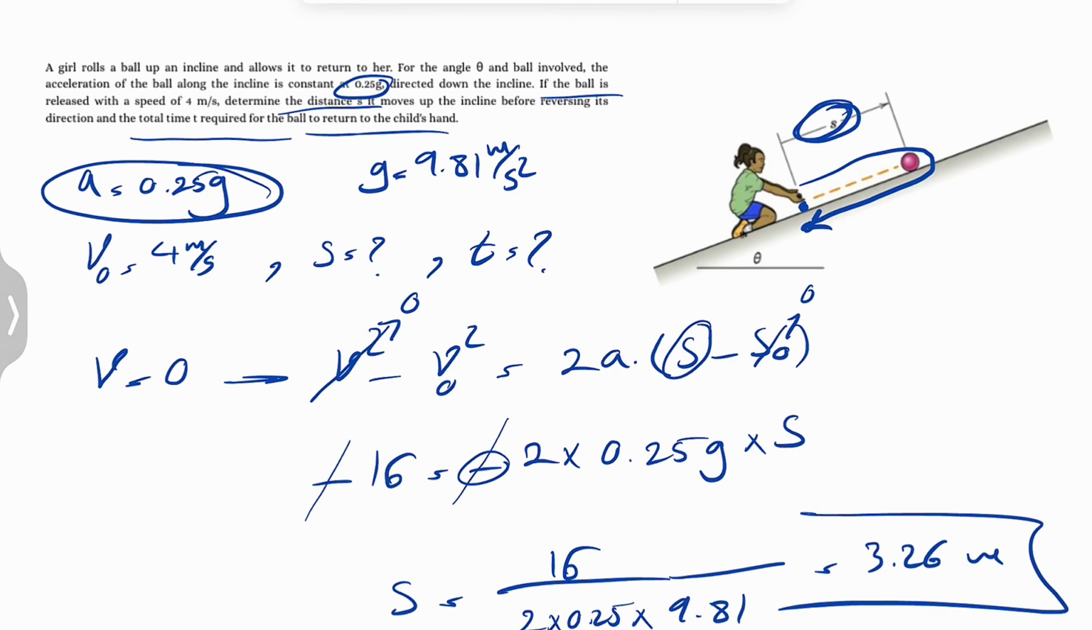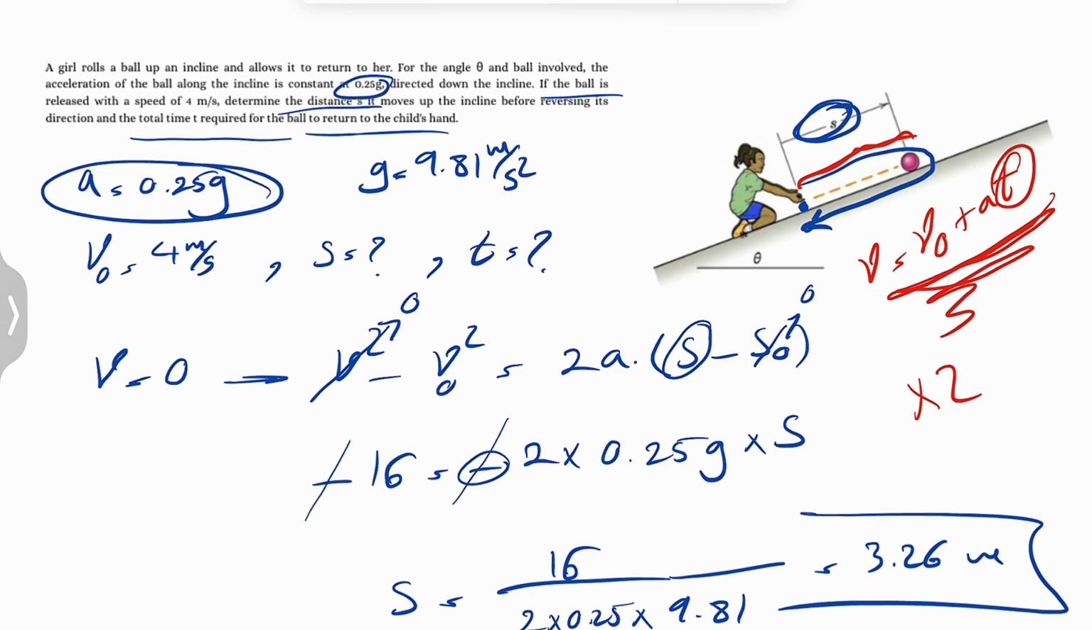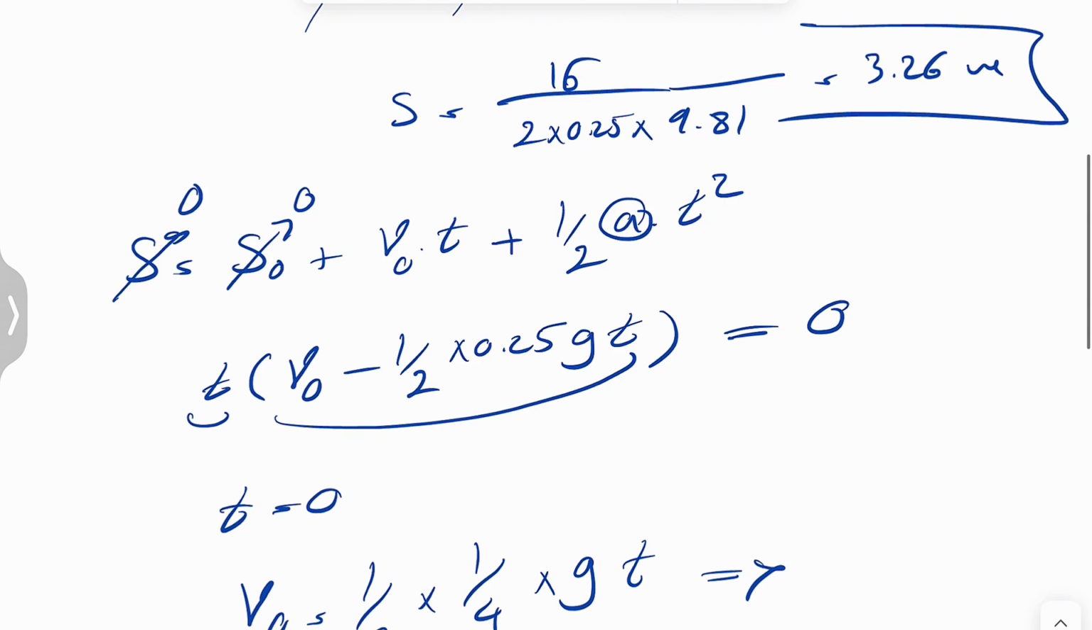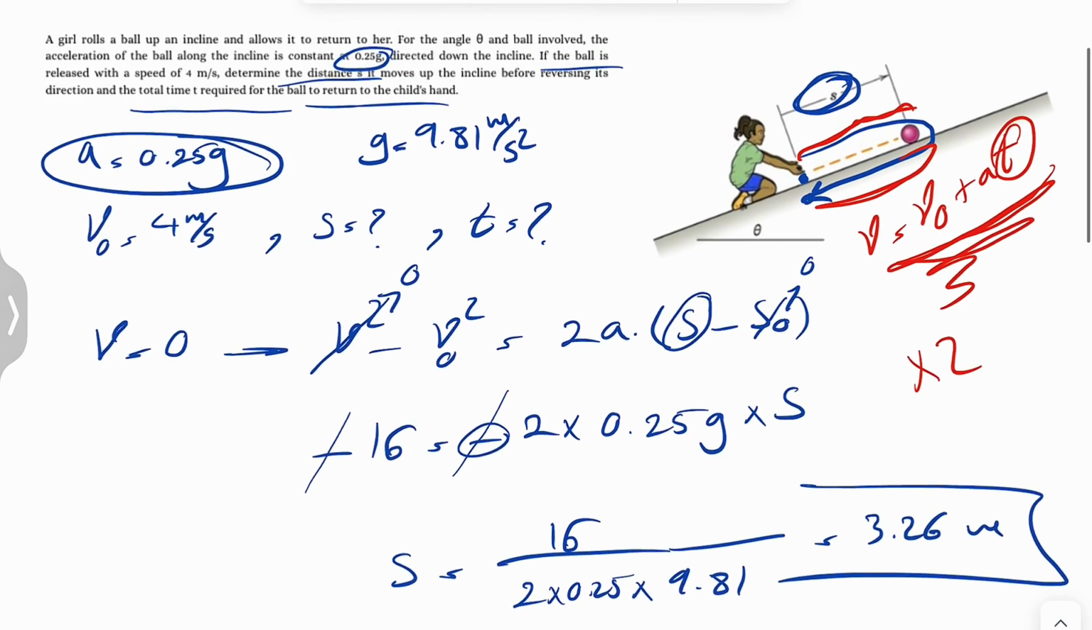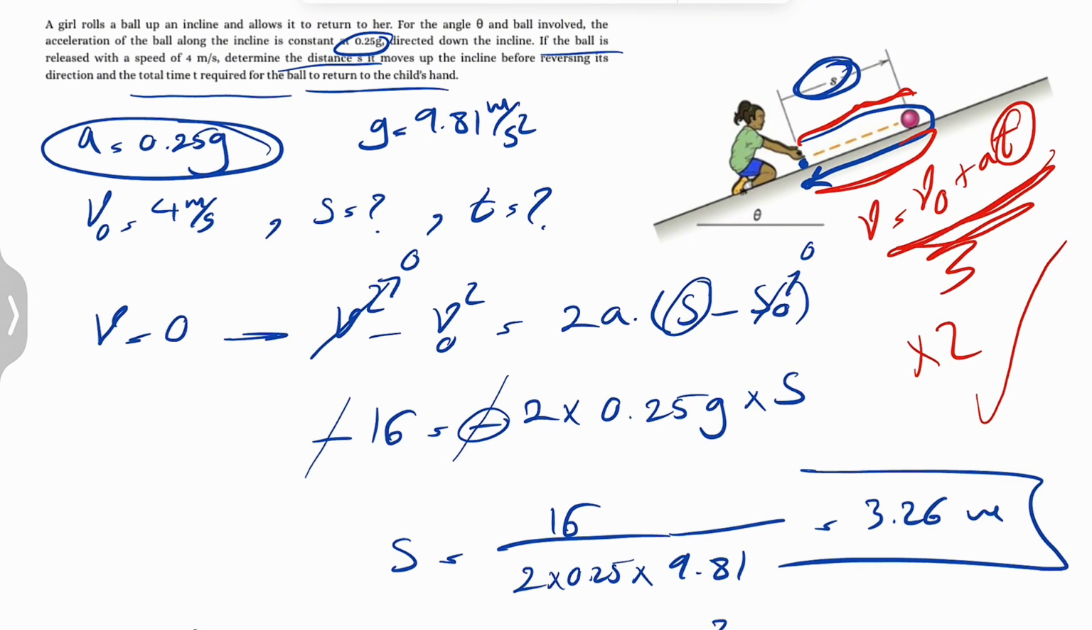Another alternative way to find the time would be to use the formula v is equal to v0 plus at, and we can find the time from that. If we find the time for the ball going up, which we can get from this formula, we just need to multiply that by 2 to find the whole time of travel, which is what we found here. That's also another alternative way to find the time.